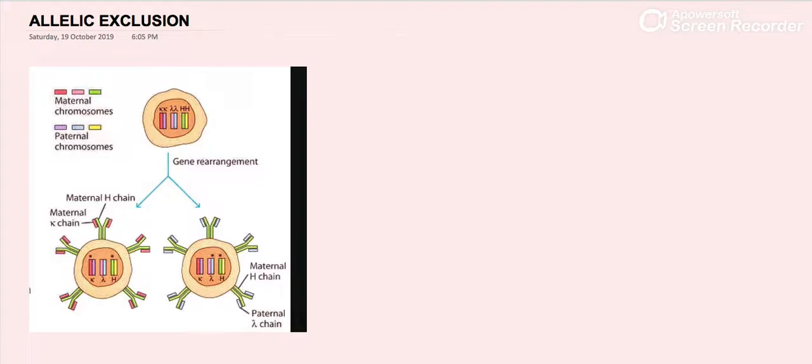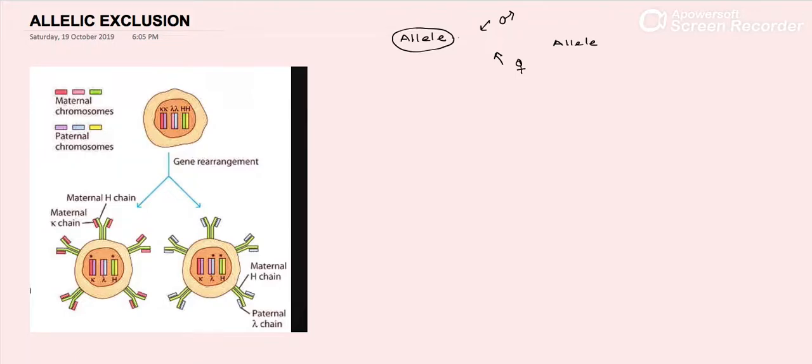What is allelic exclusion? We all know that an allele is the alternative part of the gene. We all know we have two copies of a gene in our body, one coming from the father and another from the mother. The alternative part of this copy is known as the allele. An allele is nothing but the alternate copy of the gene, and these are present in two homologous chromosomes.